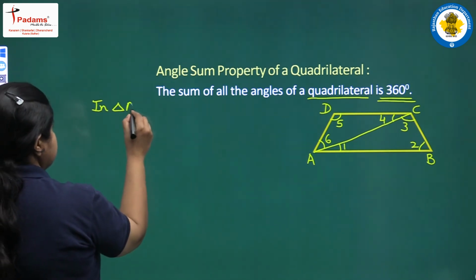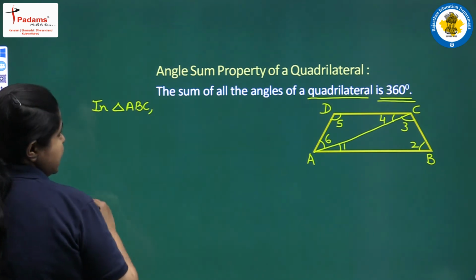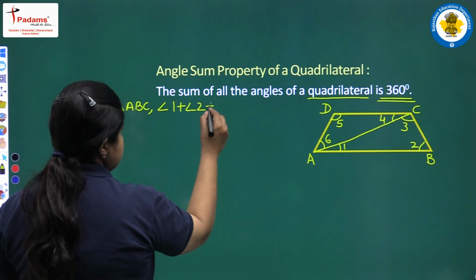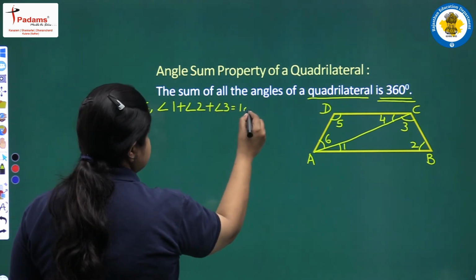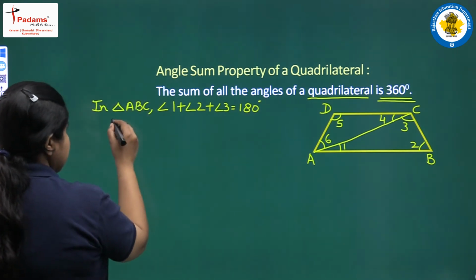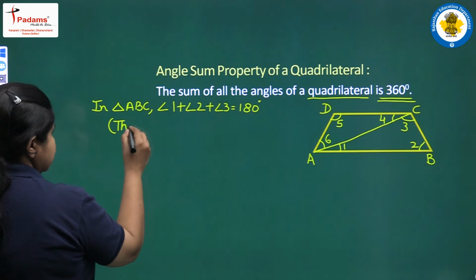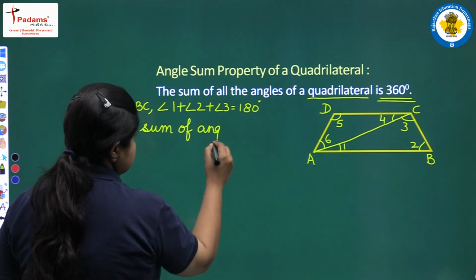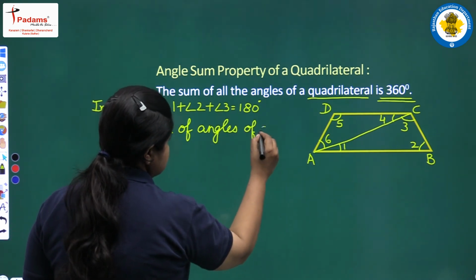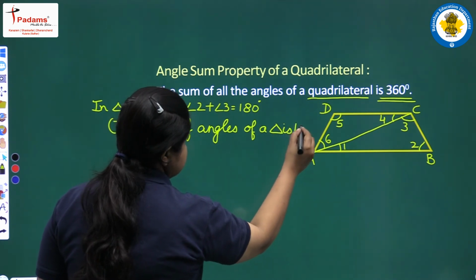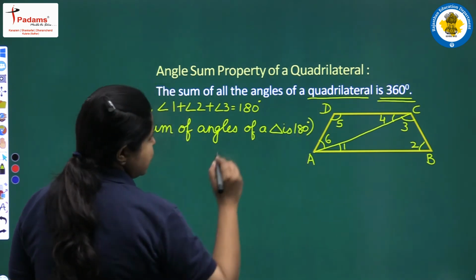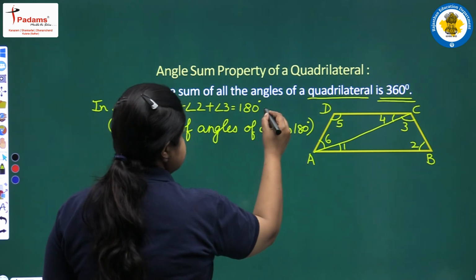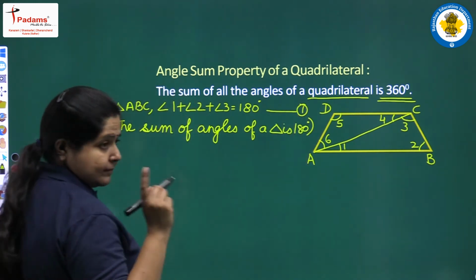First we will take the triangle ABC. In triangle ABC, angle 1 plus angle 2 plus angle 3 is equal to 180 degrees. Why? Because the sum of angles of a triangle is 180 degrees. We all know this. That is why the sum of angles 1, 2 and 3 will be 180 degrees. Let us give it equation number 1.